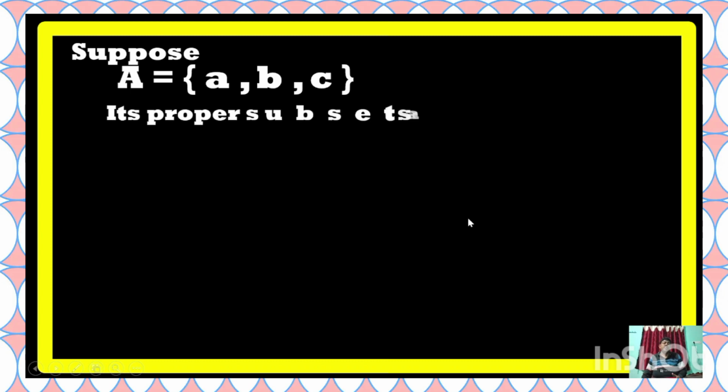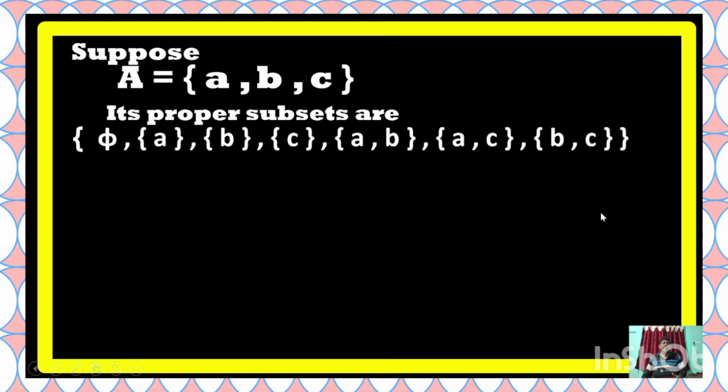So let's see how. Suppose the set has 3 elements. So what are its proper subsets? Here for the set A, we can write all the proper subsets. We know all the subsets. Let's write what the proper subsets are. You see here the proper subsets are, okay, what are the elements and how many elements are there? You can see it clearly on the screen.